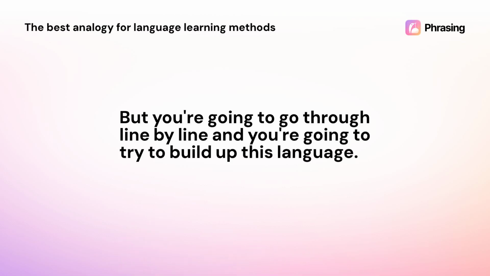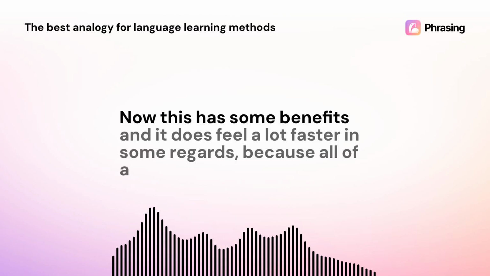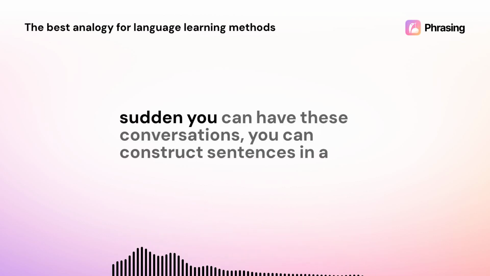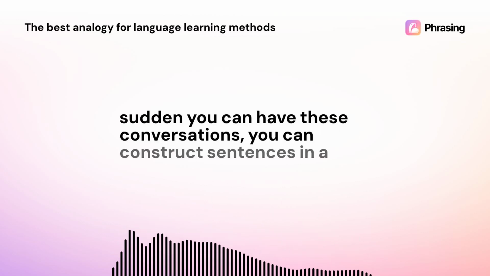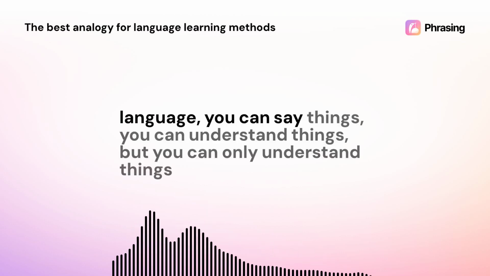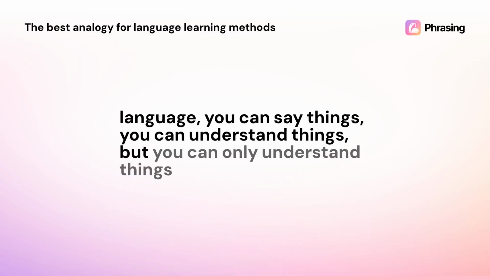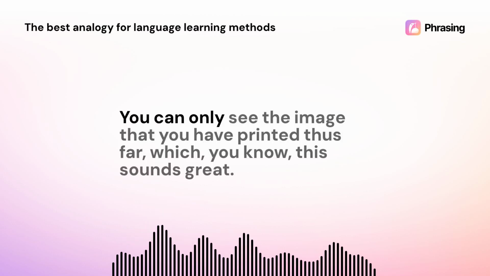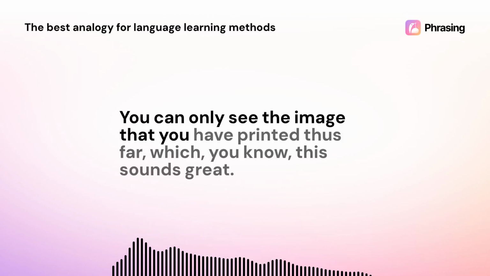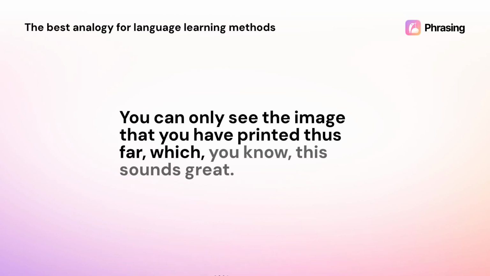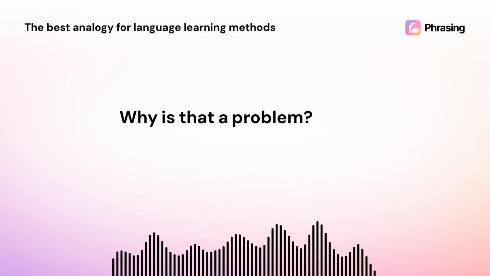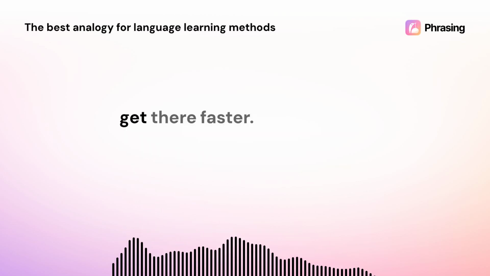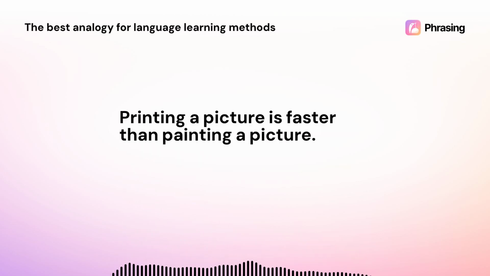Who knows? But you're going to go through line by line and you're going to try to build up this language. Now, this has some benefits, and it does feel a lot faster in some regards because all of a sudden you can have these conversations, you can construct sentences in the language, you can say things, you can understand things, but you can only understand things in this domain that you have crystallized. You can only see the image that you have printed thus far, which, this sounds great. Why is that a problem? Just continue printing the rest of the image, and then you're going to have everything and you're going to get there faster. Printing a picture is faster than painting a picture.